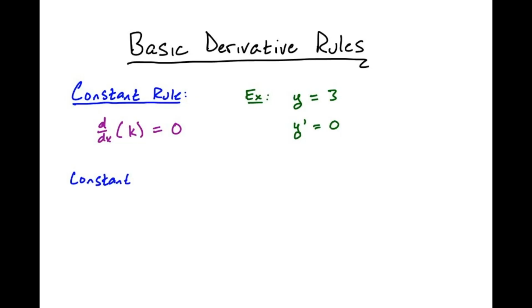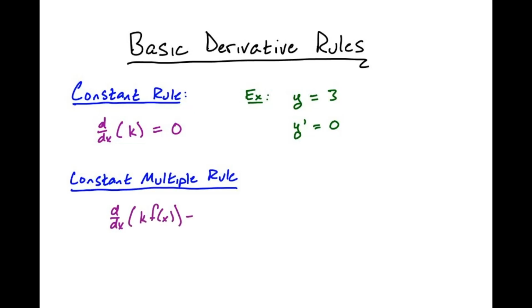Our second basic derivative rule is what we call the constant multiple rule. And this just says that if you take the derivative of a constant times a function, you can pretty much ignore the constant, leave it out front, and just multiply it by the derivative of the function. In practice, this is pretty simple.